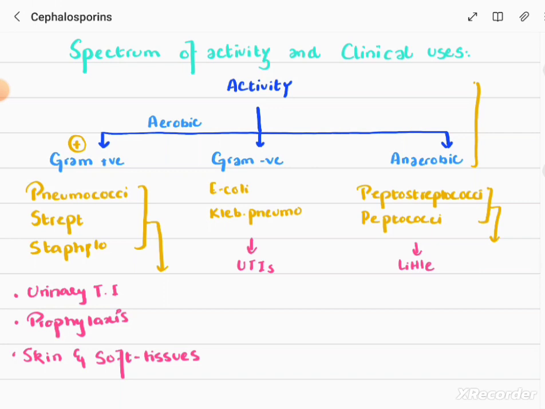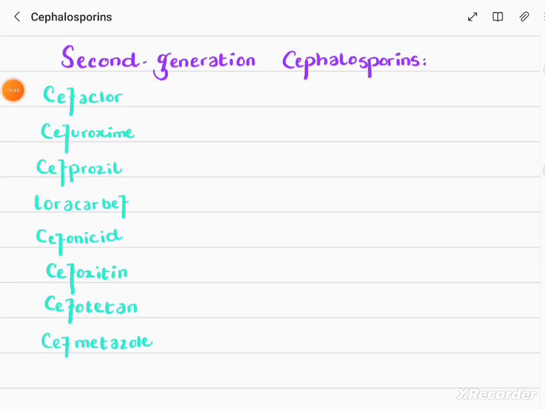So this was the overview of first generation cephalosporins. We'll move towards the second generation cephalosporins now. In the second generation cephalosporins, we actually have 8 drugs, which include cefaclor, cefuroxime, cefprozil, loracarbef, cefonicid, cefoxitin, cefotetan, and cefmetazole. So these are the 8 drugs that come in the second generation of cephalosporins.